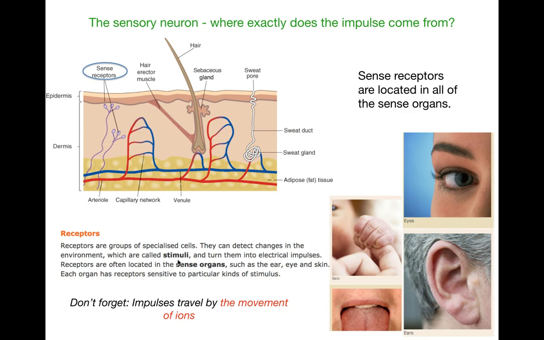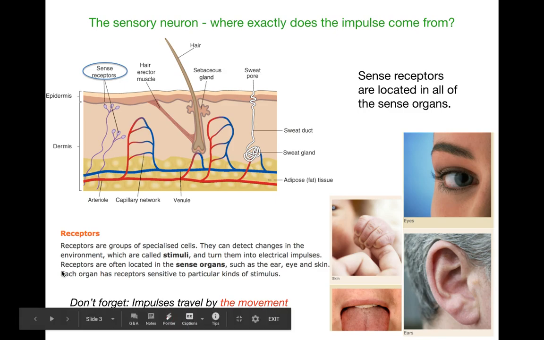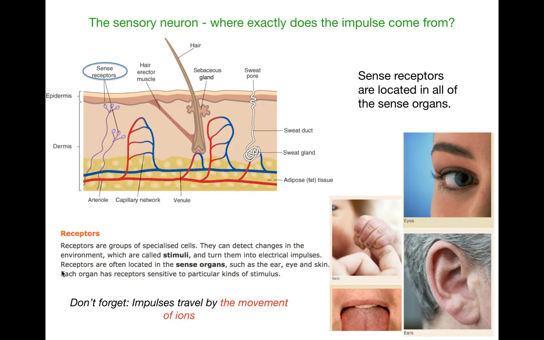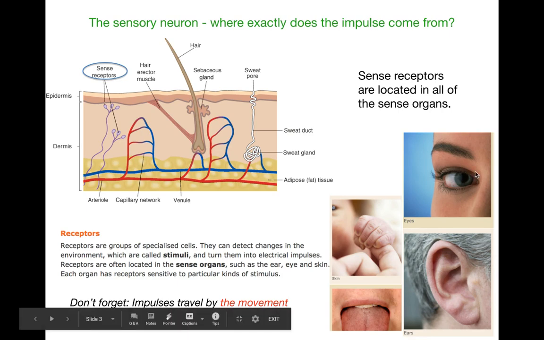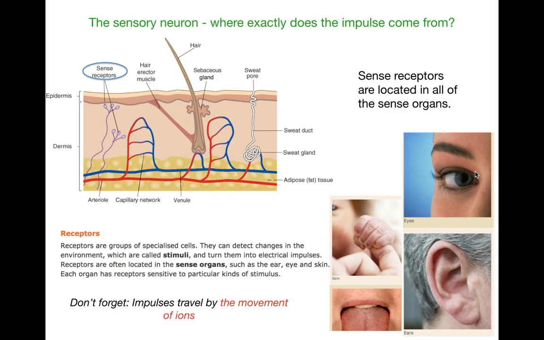Okay, and then it's important to remember that these receptors are located in all of your sense organs, and we've looked at this already. We talked about thermoreceptors, which are found in your skin. We talked about pain receptors found in your skin. We talked about chemoreceptors in your tongue and your nose, and we talked about photoreceptors in your eyes. So this allows you to detect stimuli, and therefore have senses.